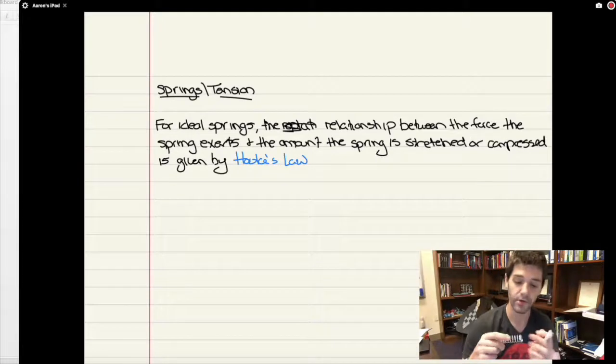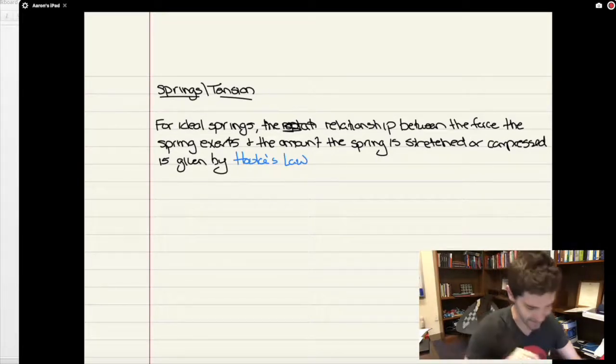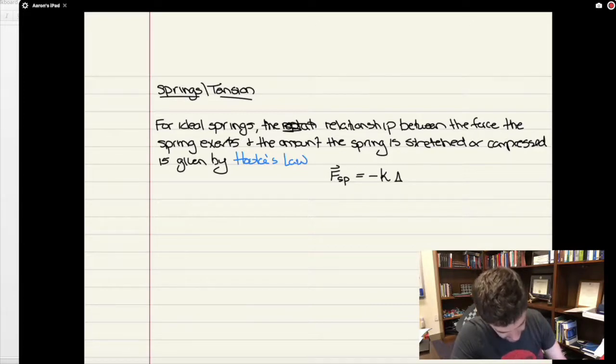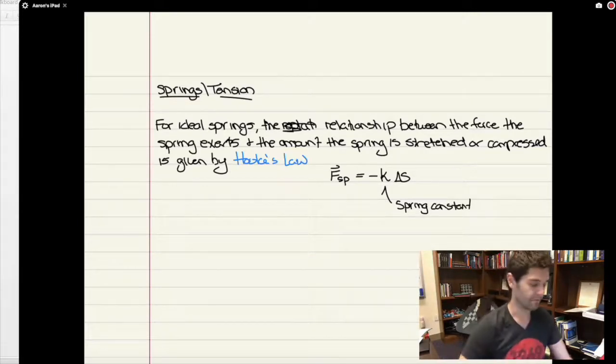This is the same Robert Hooke, actually, if you remember from a few lectures ago. That was Newton's arch nemesis. So the expression is that the force from the spring is negative K, and I'll call it delta S. So the K is the spring constant. So it's telling you, for a given amount of stretch or compression, how much force would you expect.